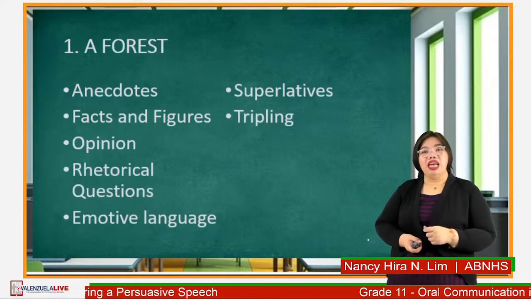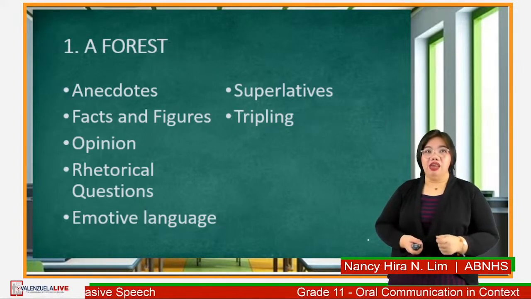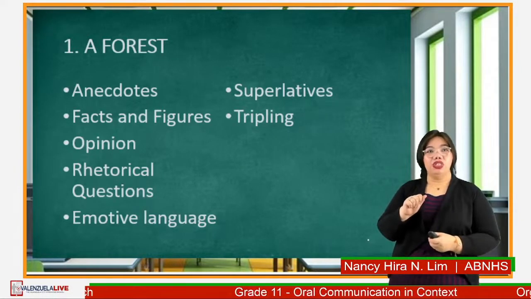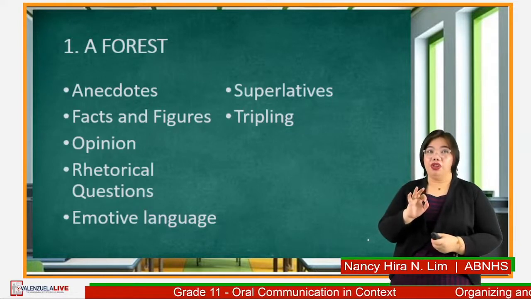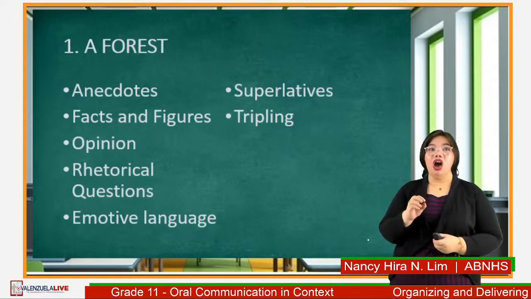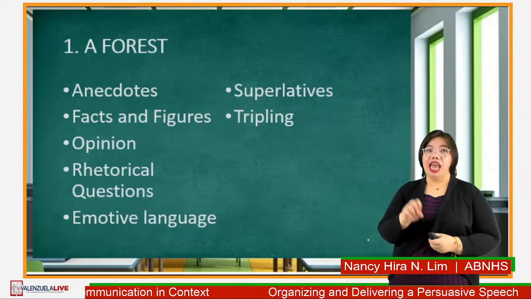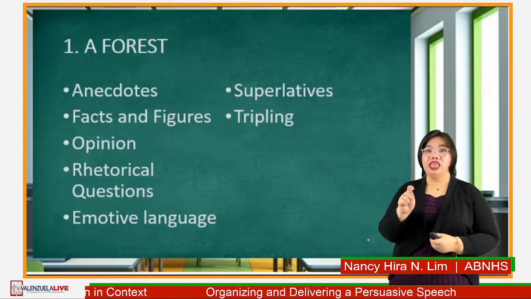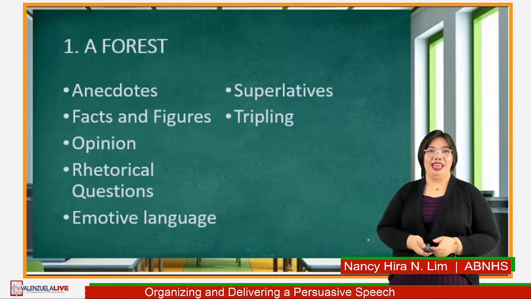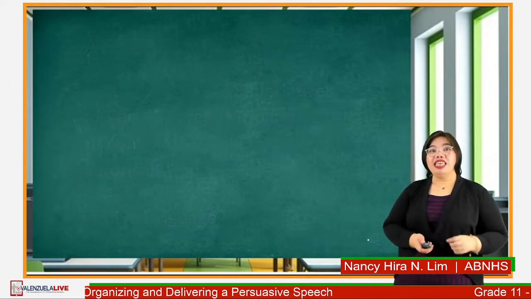Okay, let us recall again. A for us. A for anecdotes. F for facts and figures. O for opinion. R for rhetorical questions. E for emotive language. S for superlatives, and letter T for triplet. So here is an example.